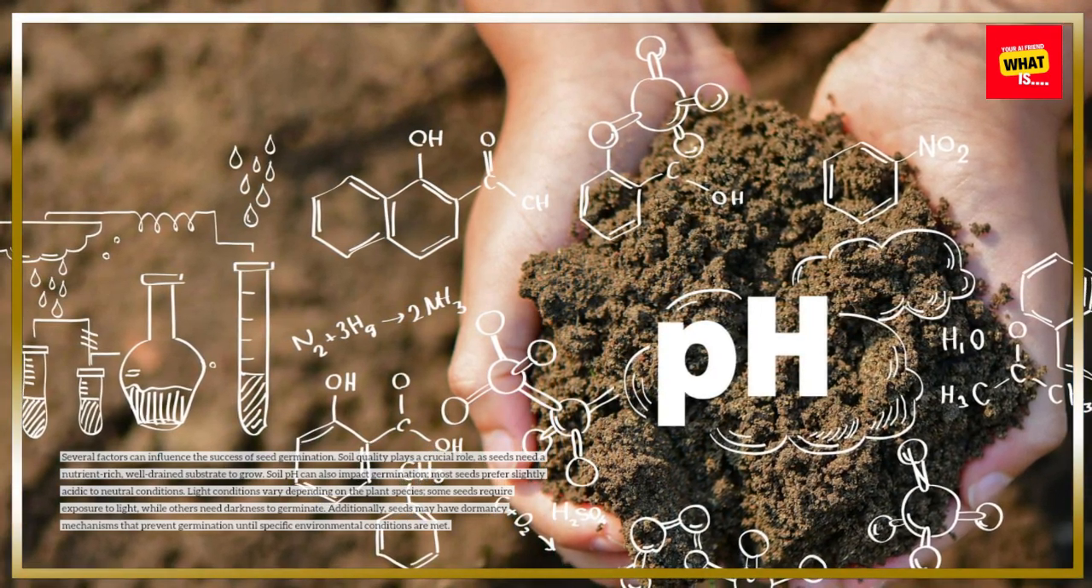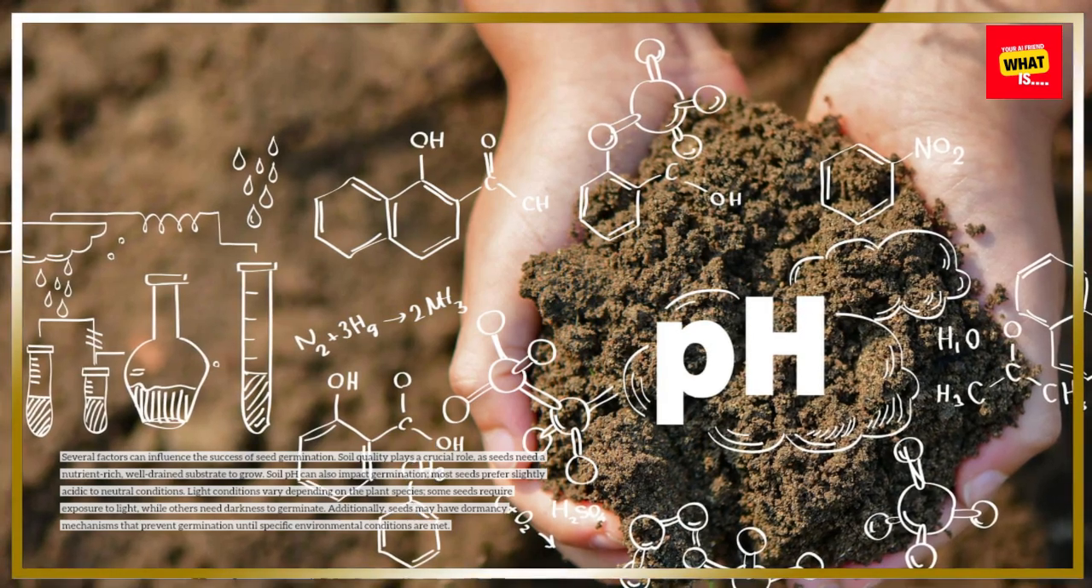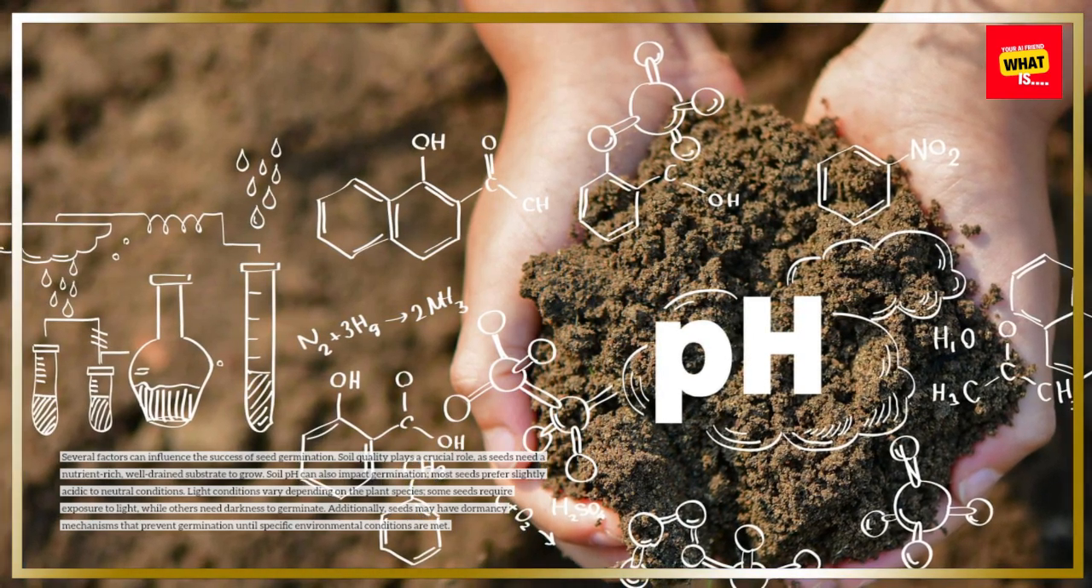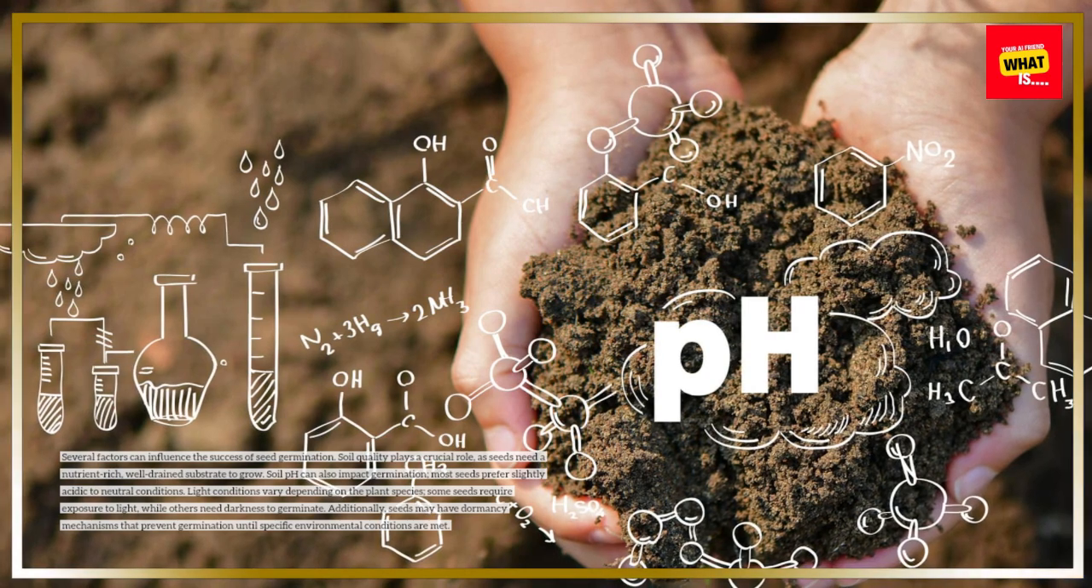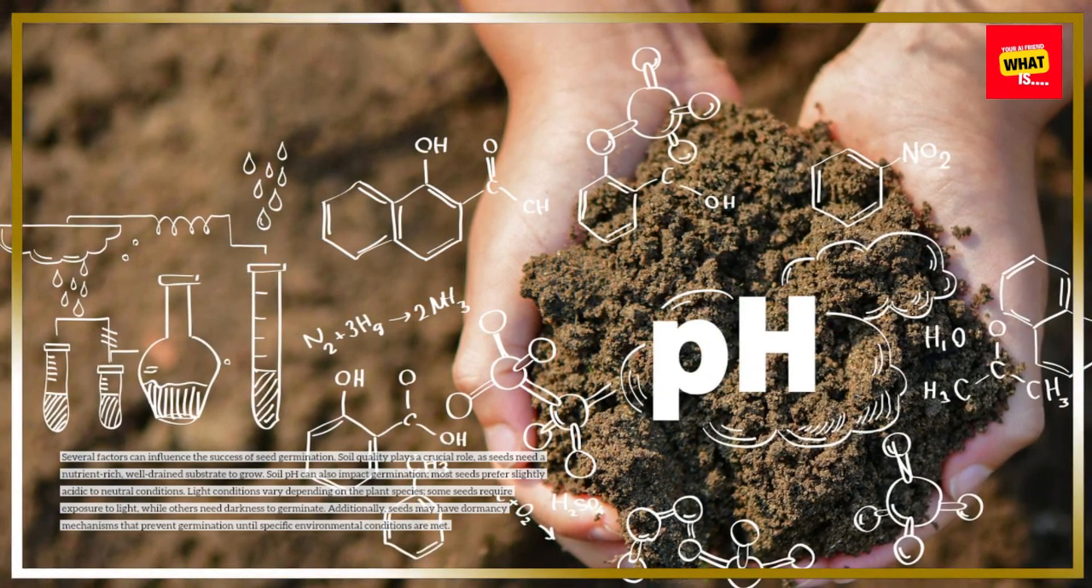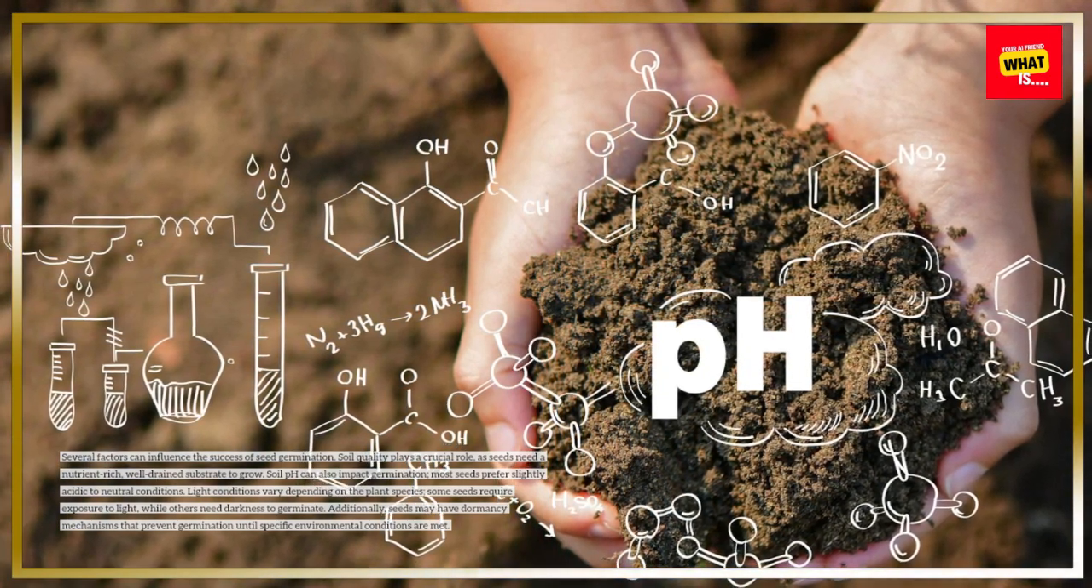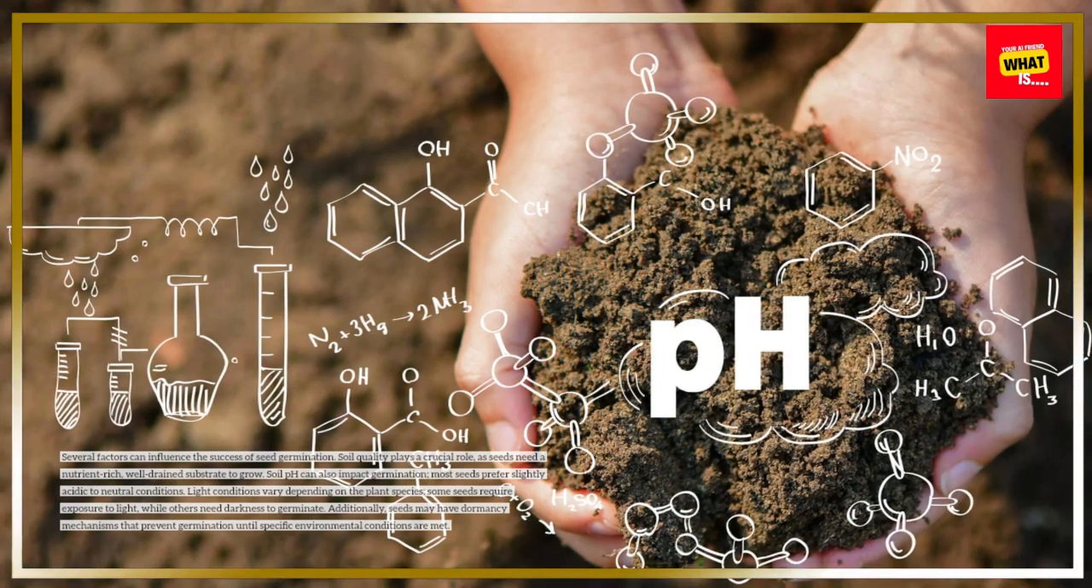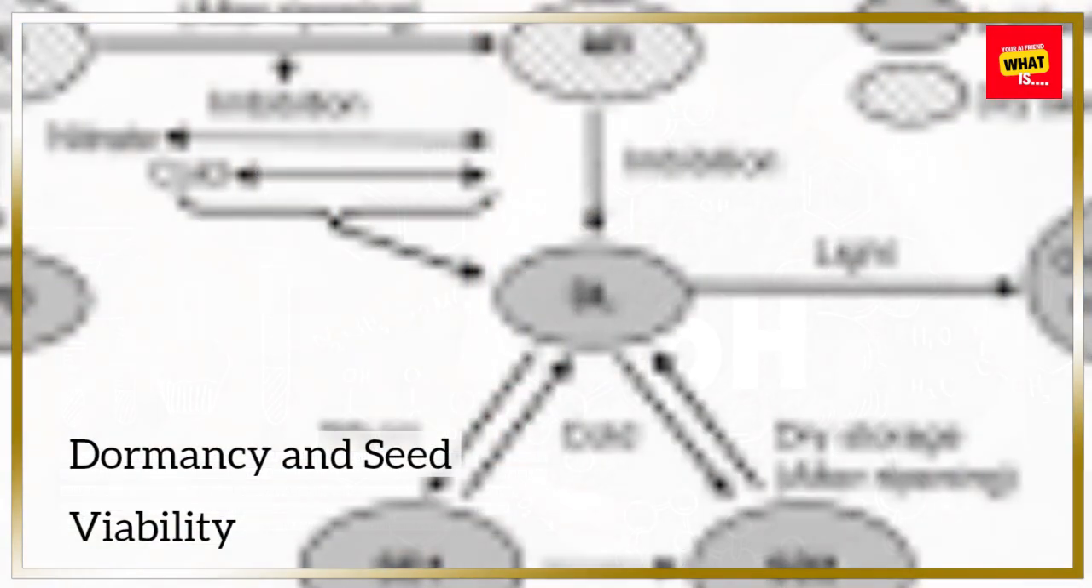Light conditions vary depending on the plant species. Some seeds require exposure to light, while others need darkness to germinate. Additionally, seeds may have dormancy mechanisms that prevent germination until specific environmental conditions are met.